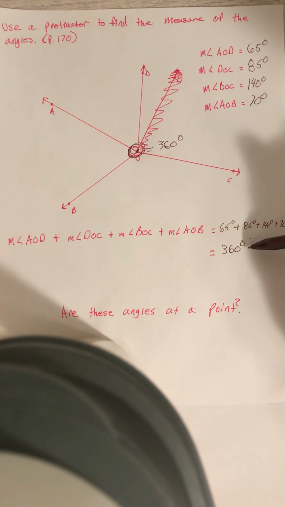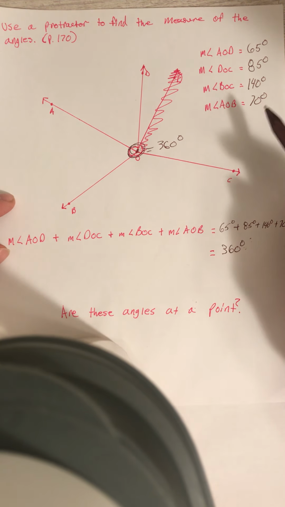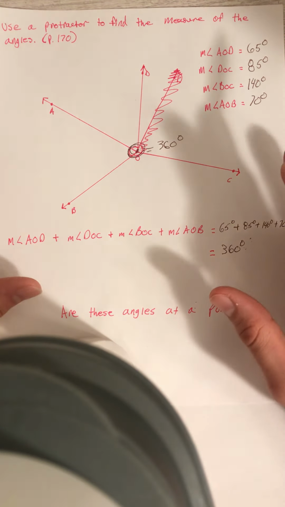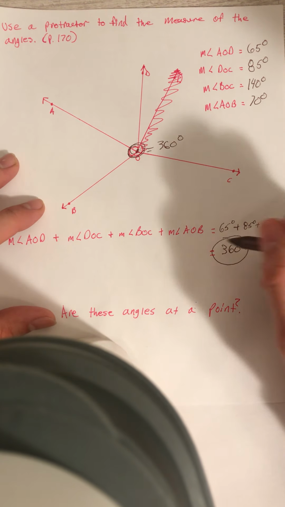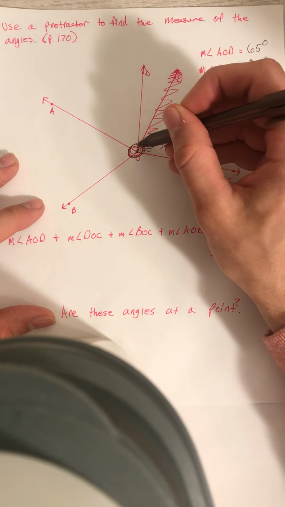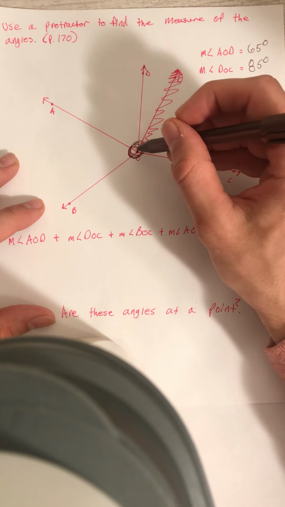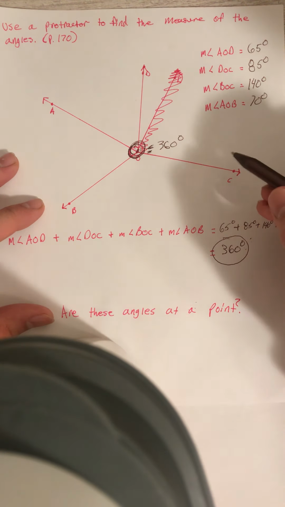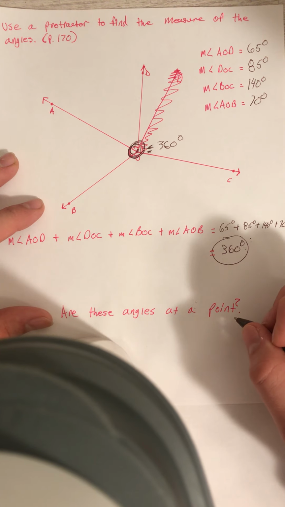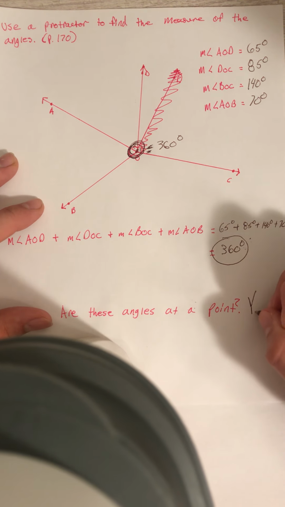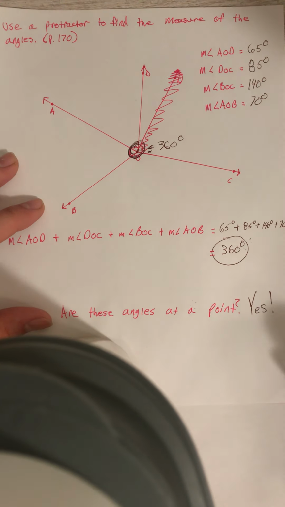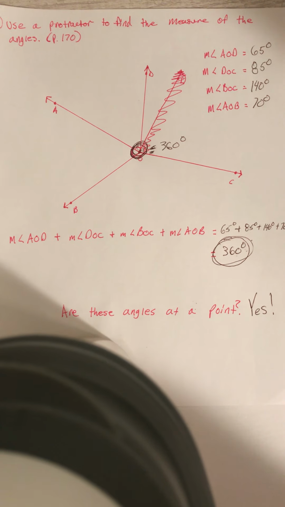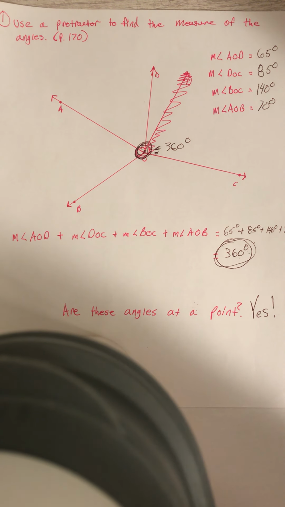If I was doing the math and my number was higher than 360 or lower than 360, I would need to retry. I would need to redo my math and recheck it and make sure that I get this magic number. So if you see angles at a point, if you have rays and they all meet at a point, all of those angles need to add up to 360 degrees. So are these angles at a point? Yes. Why? Because their sum is 360 degrees. All right, that is question number 1 on page 170 in your student book.